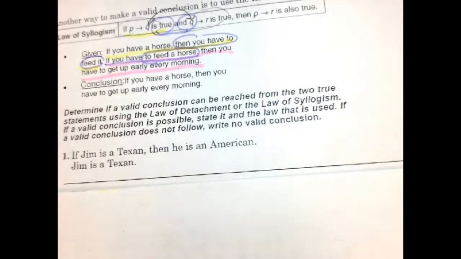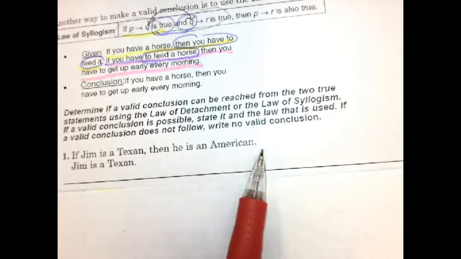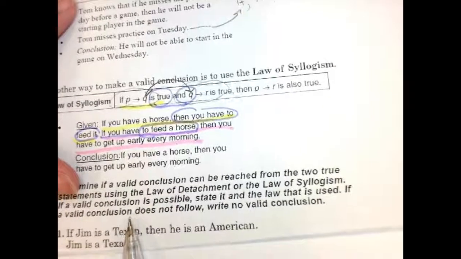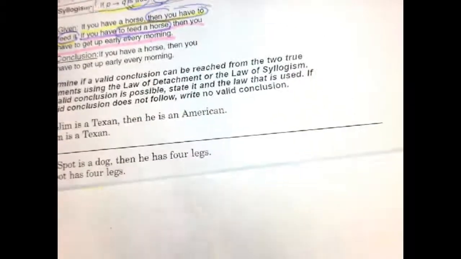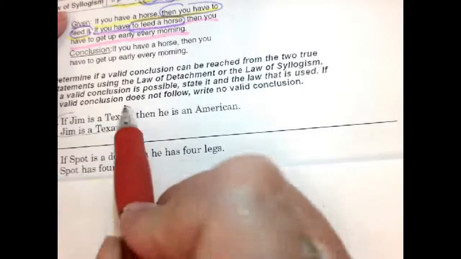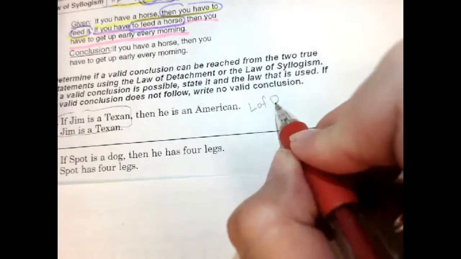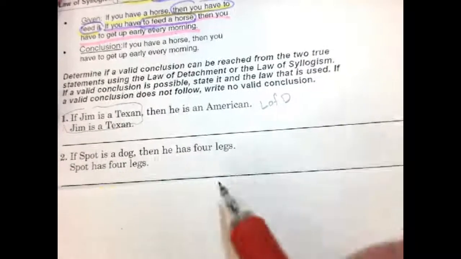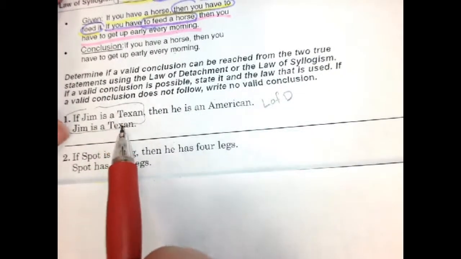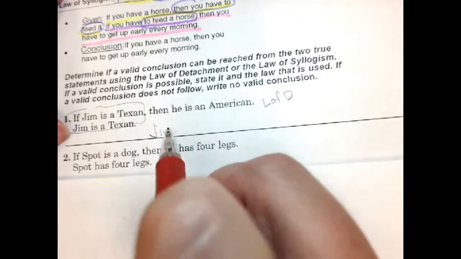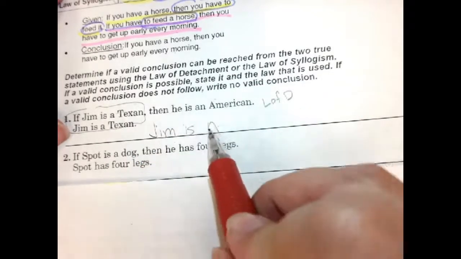So the first one says, if Jim is a Texan, then he is an American. Jim is a Texan. There's one if-then. If I have one if-then, that's a law of detachment. And I know that the first part is true. One if-then, so this is the law of detachment. Well, if I know this part is true, then he is also an American. That's the conclusion we can draw.